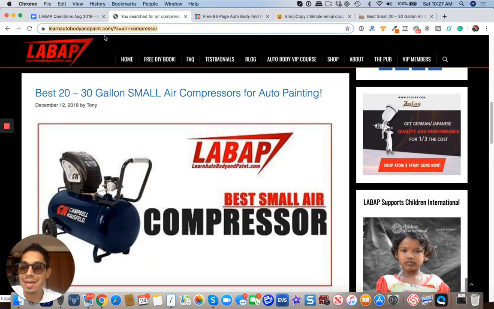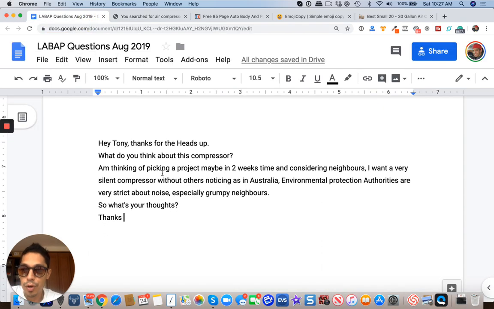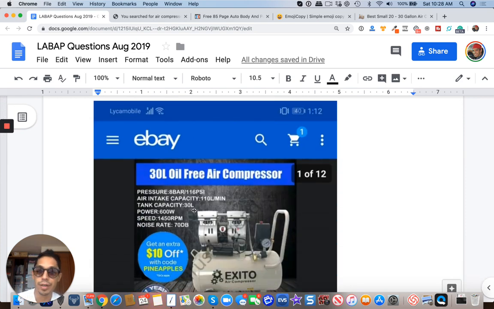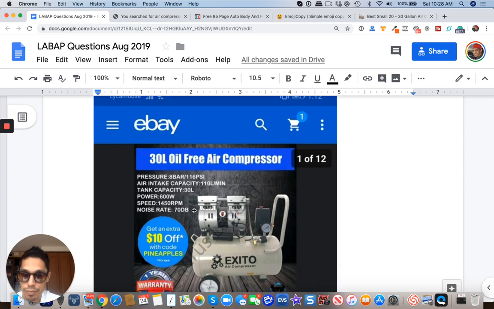along with some tips here. So Tony, thank you for the heads up. What do you think about this compressor? I'm thinking of picking a project in maybe 2 weeks' time and considering neighbors. I want a very silent compressor without others noticing, as in Australia, environmental protection authorities are very strict about noise, especially grumpy neighbors. So what's your thoughts? So he sent me a picture of this oil-free air compressor on eBay here.